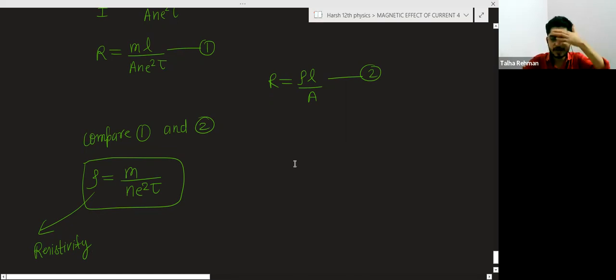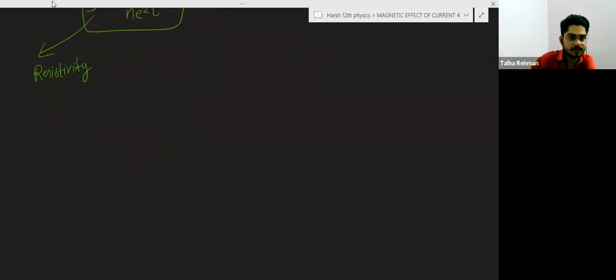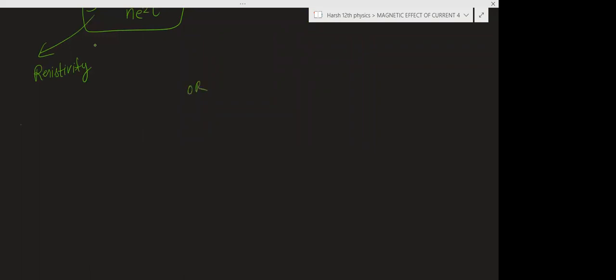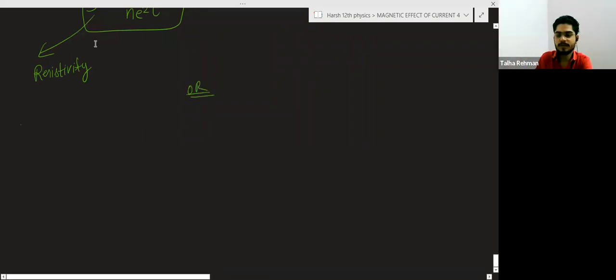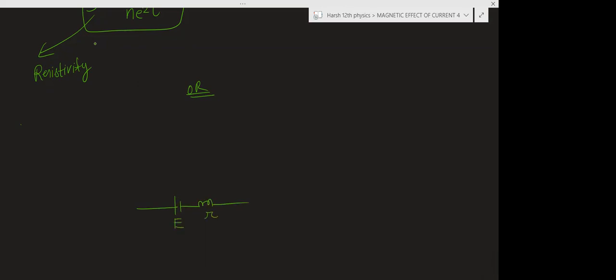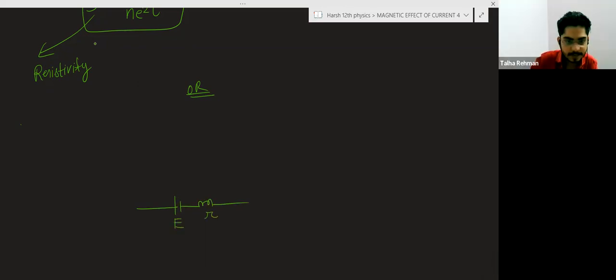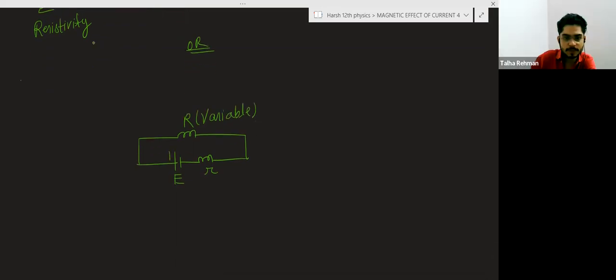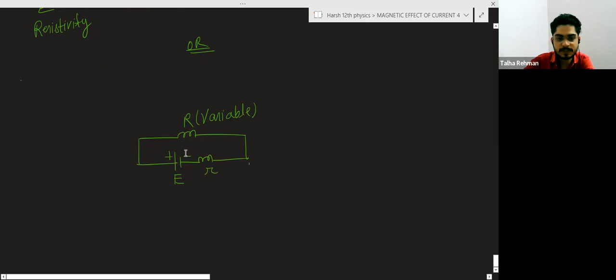This type of question I have discussed in the assignment. Now I am just discussing it again. So see, here a cell is given. r is the internal resistance, and this is connected across a variable resistance R. R is variable here. This is the positive terminal, this is the negative terminal.